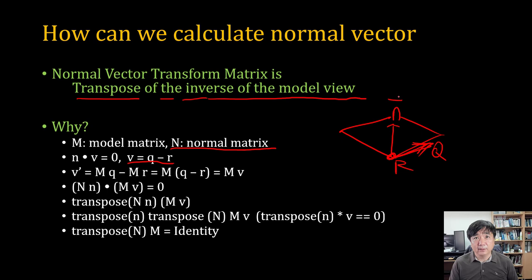If the normal vector is N, then N dot product with the vector V, which is Q minus R, should be zero because it is a normal vector. So we can calculate this. Then we want to transform with the matrix M, so we transform the Q vertex and the R vertex, and then we subtract them, and we get M multiplied by Q minus R. Q minus R is the V vector, so the matrix M multiplied by the V vector is the new vector.